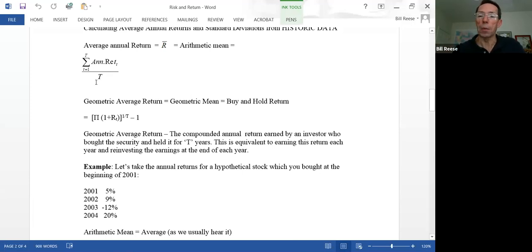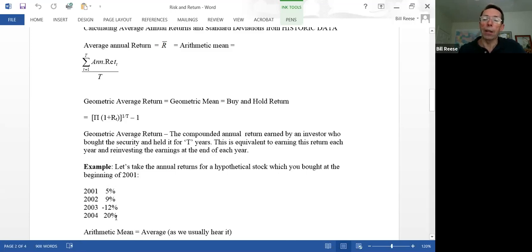Let's suppose you asked me to manage your money for you for 4 years, during the years 2001, 2002, 2003, 2004. Just to make it simple. Suppose in 2001, we had a 5% rate of return. You gave me $100 to start with. During 2002, your money gained 9%. In 2003, I didn't do so well managing your money. It went down by 12%. And 2004 was a very good year. It went up by 20%.